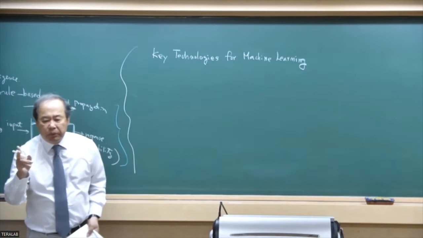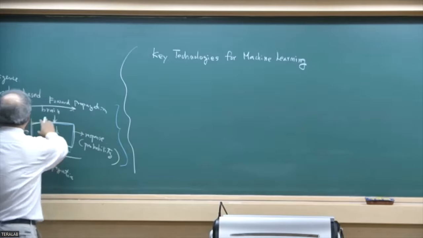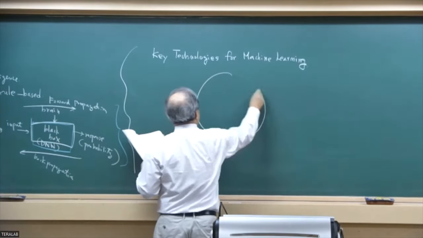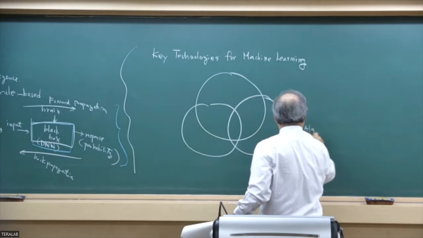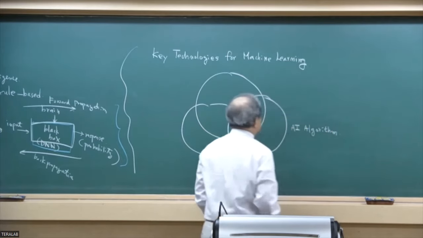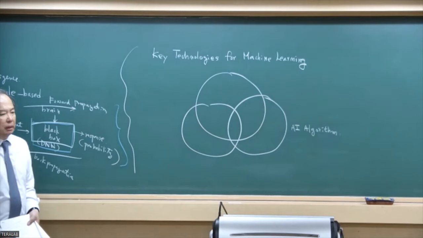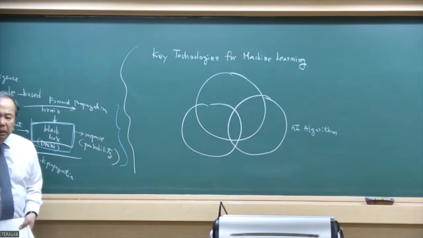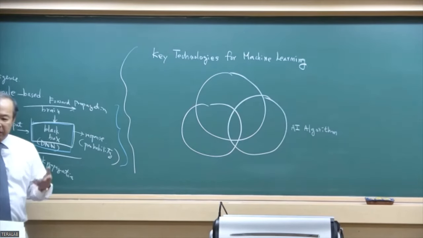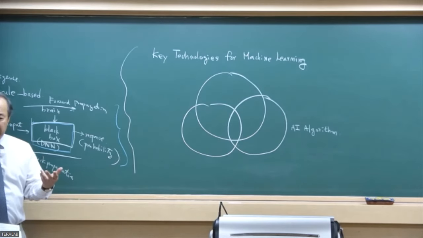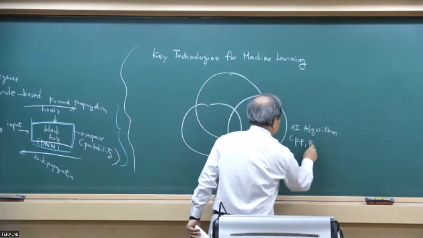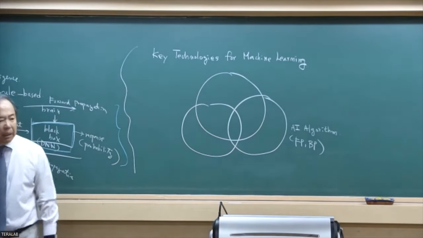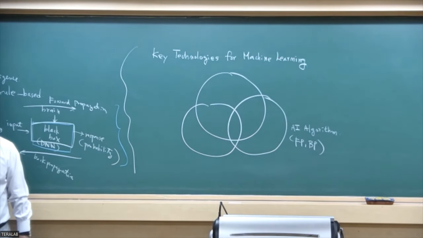There are, I think, three important elements that enable this machine learning. First thing is the AI algorithm. AI algorithm is mostly based on mathematics: matrix calculations and nonlinear functions, statistics, probability theory, information theory, and sometimes differential equations. Especially forward propagation and backward propagation, the essential part of this black box training, is usually represented by mathematics.